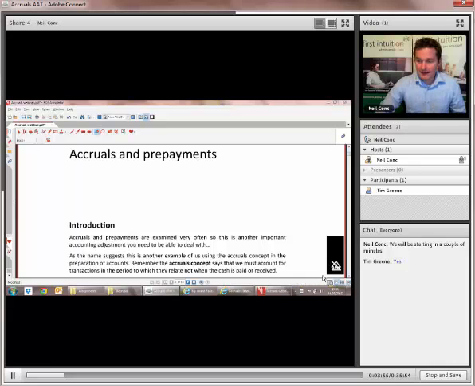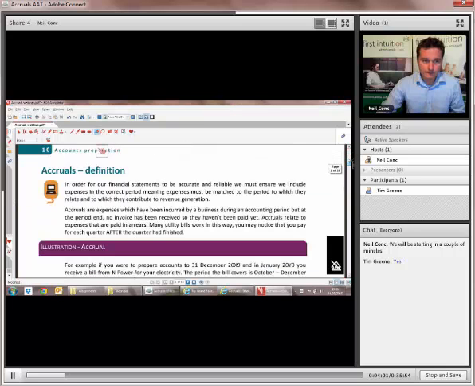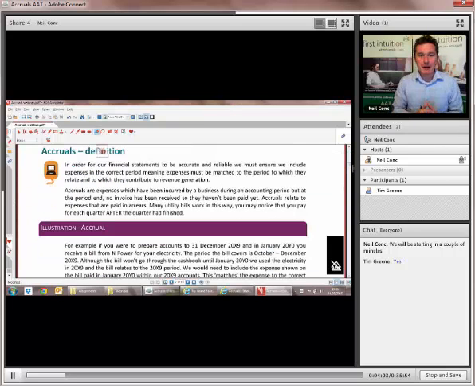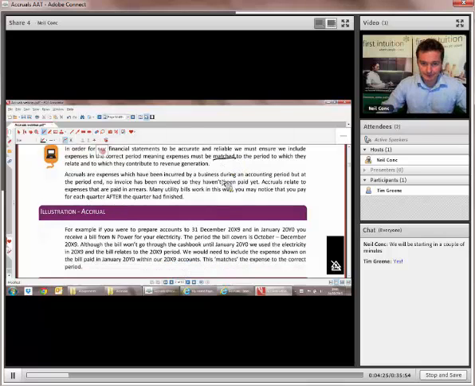Accruals and prepayments. Why do we use accruals and prepayments? Well, the reason why we use accruals and prepayments is to get everything into the correct period. So that means the correct expenses must be matched to the period to which they relate. So even though we're not paying them, even though we might not even have a bill at that point, we need to have those expenses within the correct accounting period.